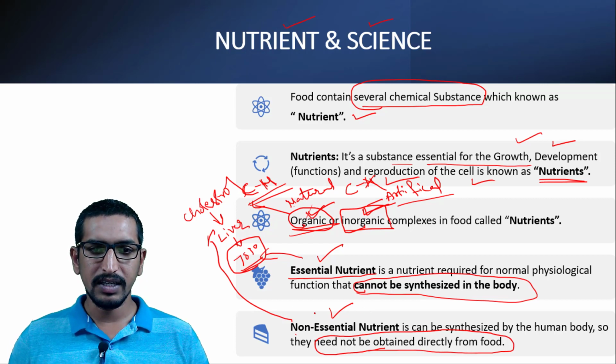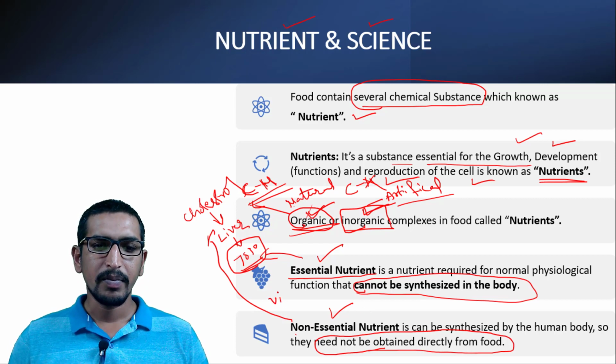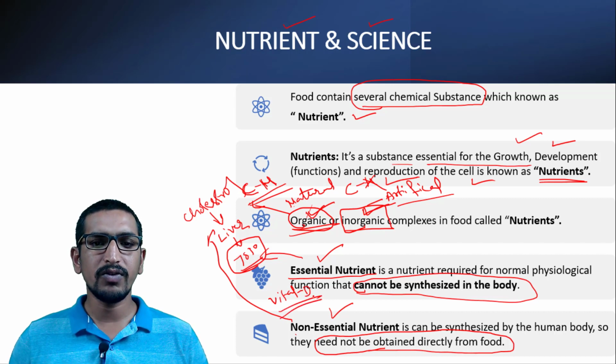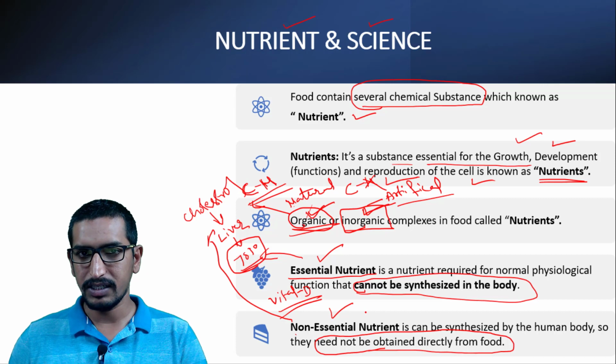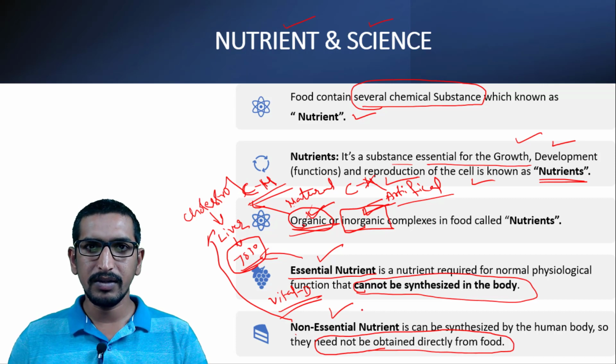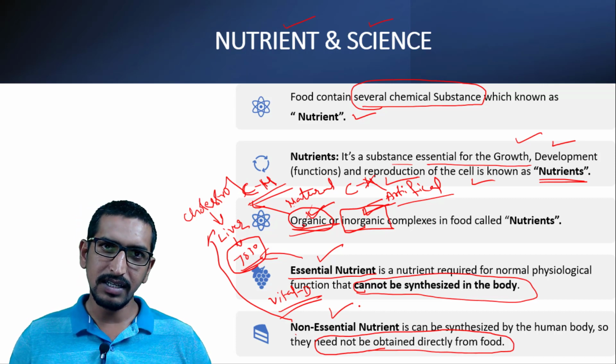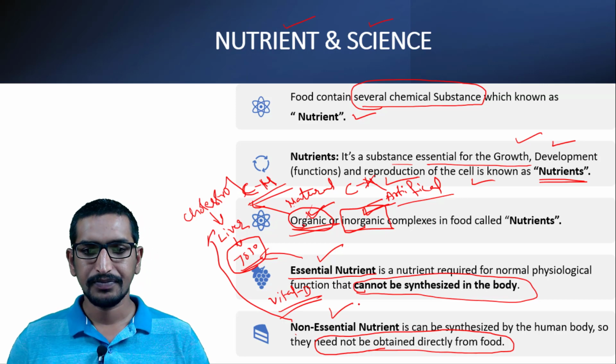A few nutrients, for example vitamin D. Vitamin D is synthesized by the body by UV light. So there is no requirement of vitamin D in the food. Such a nutrient we call a non-essential nutrient. So non-essential nutrient means the body can synthesize it, not required in the food.